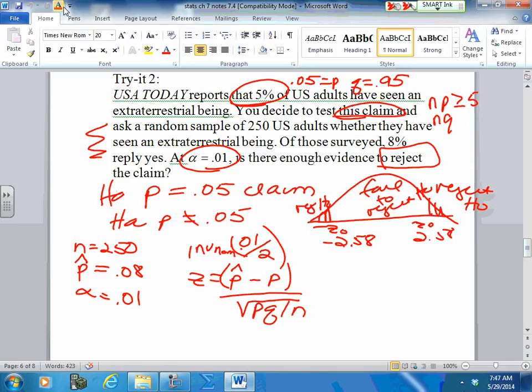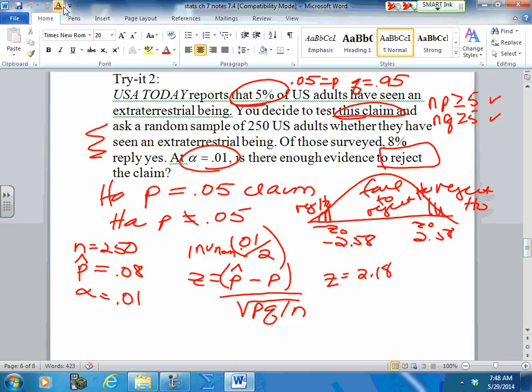Now, also, we still test for this. N times p, n times q, they have to be greater than or equal to 5. 5% is small, but the n in this case, 250, is large enough to cover it. If you only had 50, you'd have to worry about it. So, obviously, they're going to make these work so that the problems work for you. So we plug all those in, and what'd you get for your z-score? 2.18. Good.